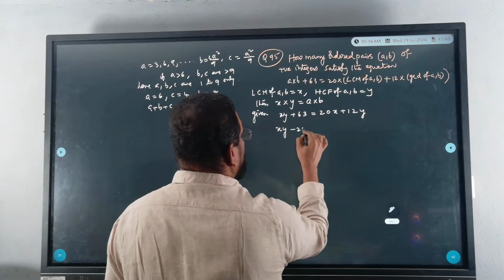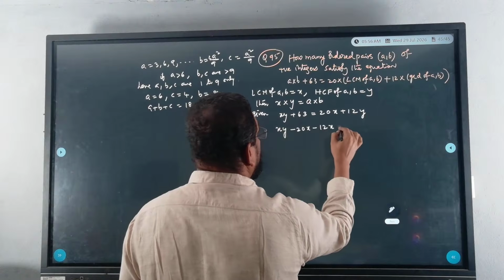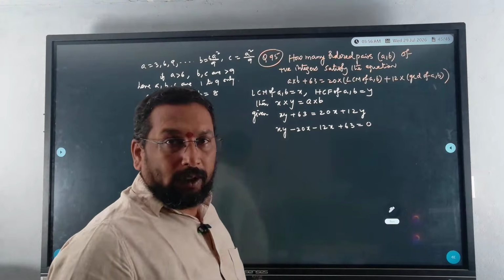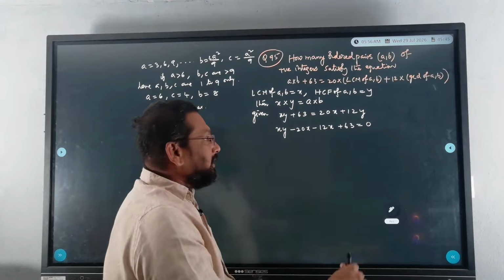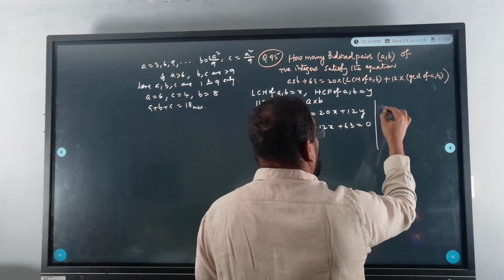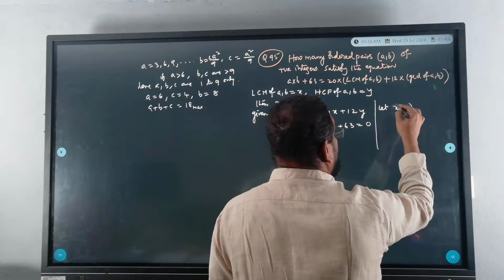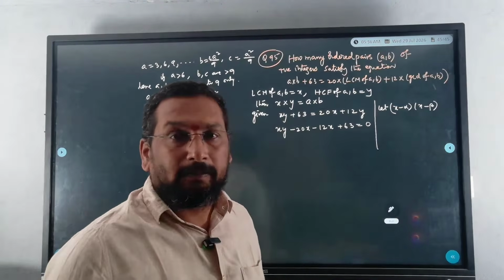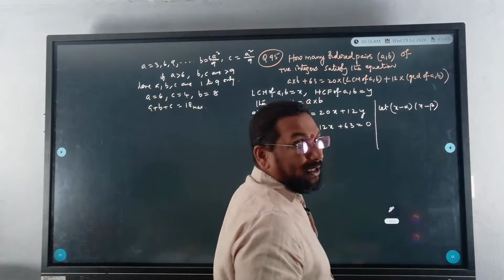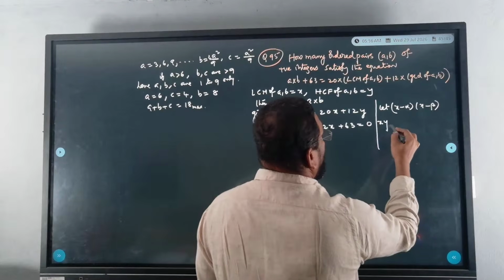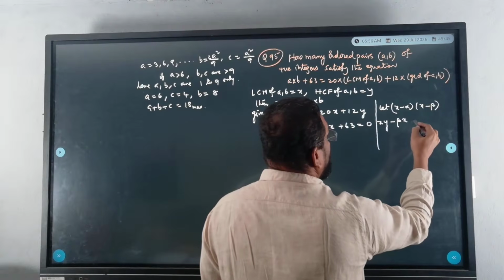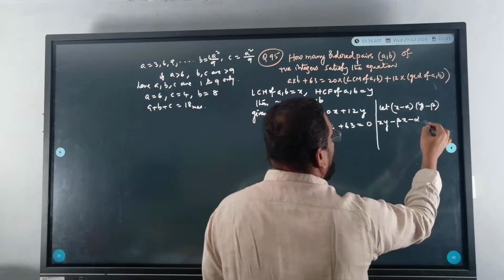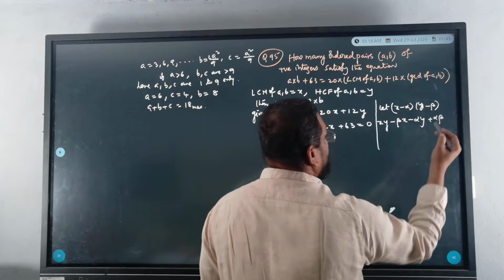xy minus 20x minus 12y plus 63 equal to 0. If we can express this as x minus alpha into y minus beta, we can simplify this easily. So what is x minus alpha into y minus beta? xy minus beta x minus alpha y plus alpha beta.